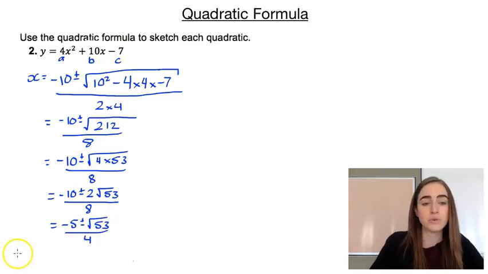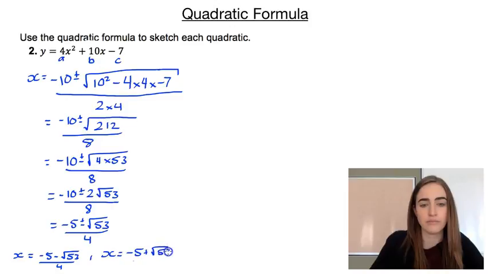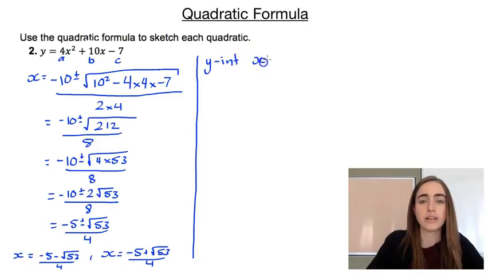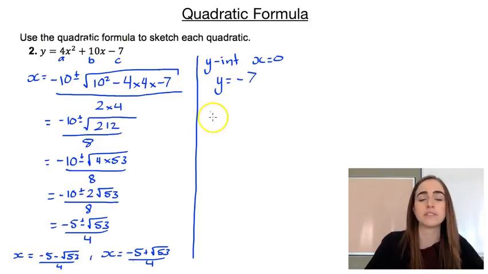So that does leave us with two answers. We can either have x equals -5 minus root 53 over 4, or x equals -5 plus root 53 over 4. So there are our two x-intercepts. To find our y-intercept, again, we're going to substitute x equals 0 into this original equation. So 4 times 0 squared is 0, 10 times 0 is just 0, so all we're left with is -7. So that's our y-intercept.